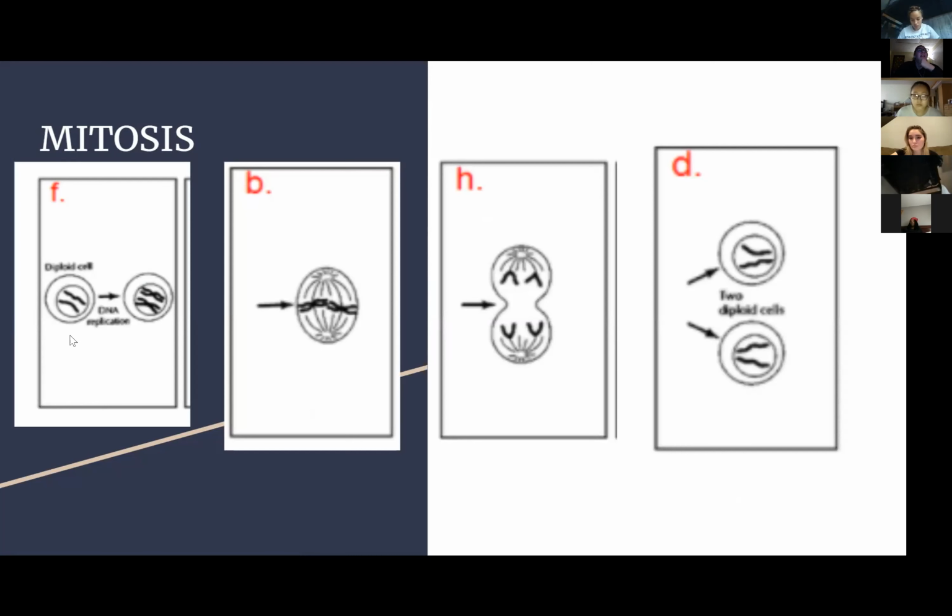So what we're seeing is this diploid cell with two chromosomes. Going into part B, we're getting into that metaphase stage, lining up on the metaphase plate in the middle of the cell. Going into H, we're seeing an anaphase, telophase kind of mix. Everything has retracted. They're starting to pull apart. Then we see that definite split in part D with cytokinesis. So just a reminder that mitosis is F, B, H, and D.